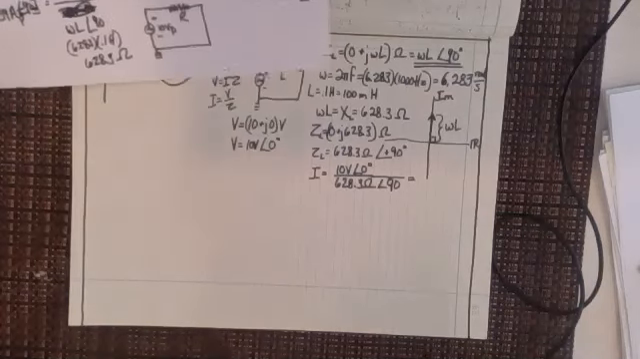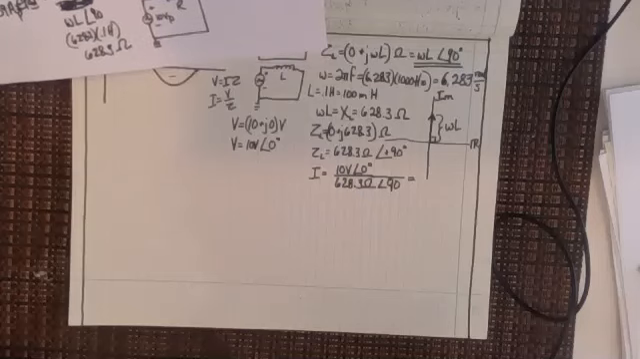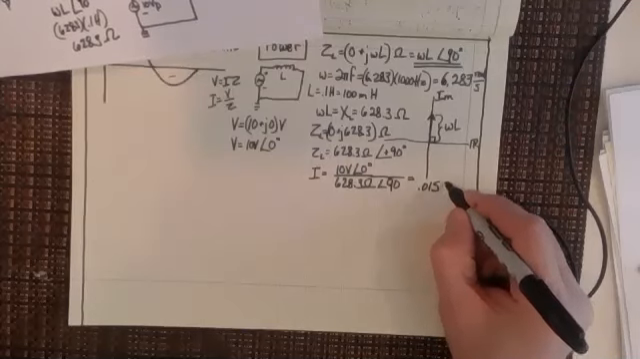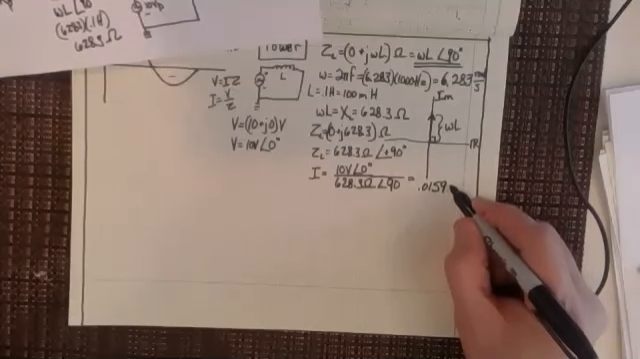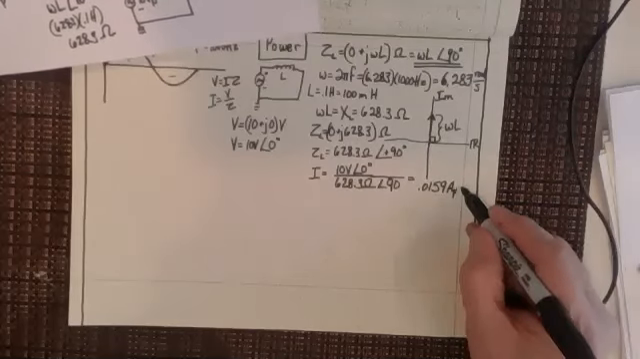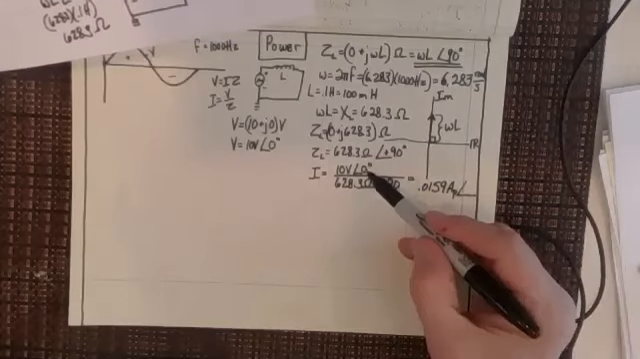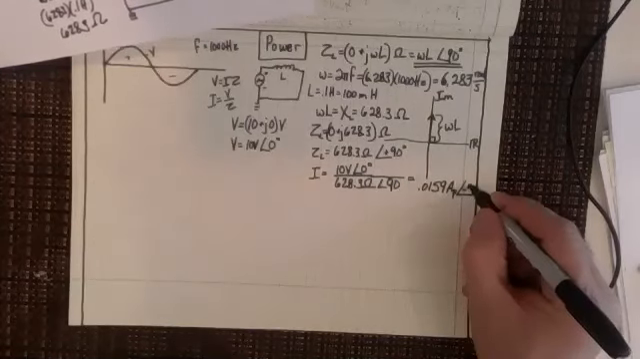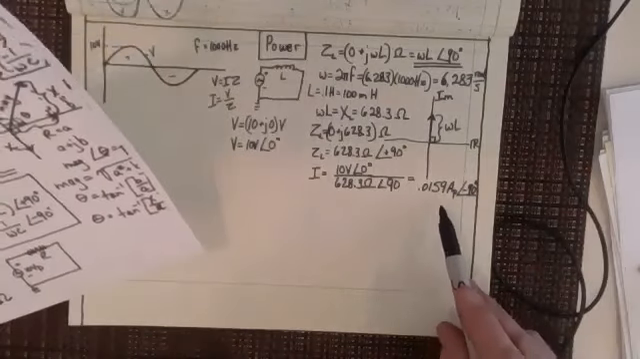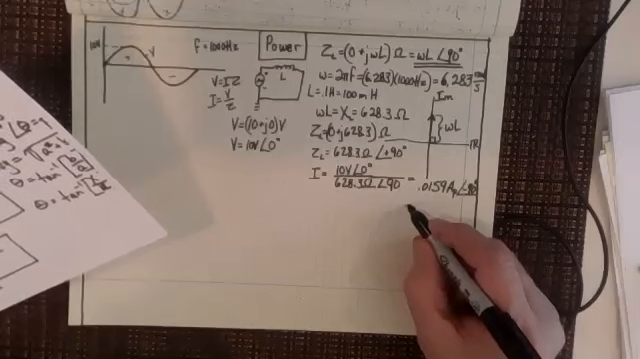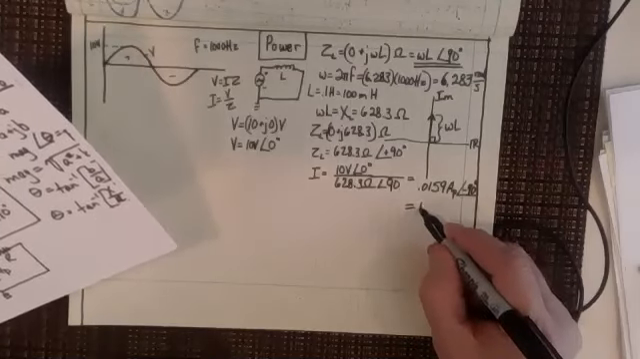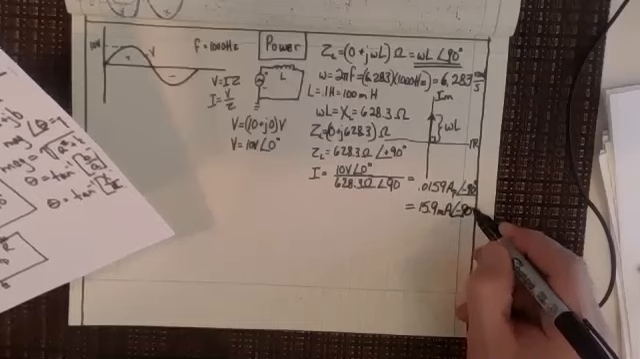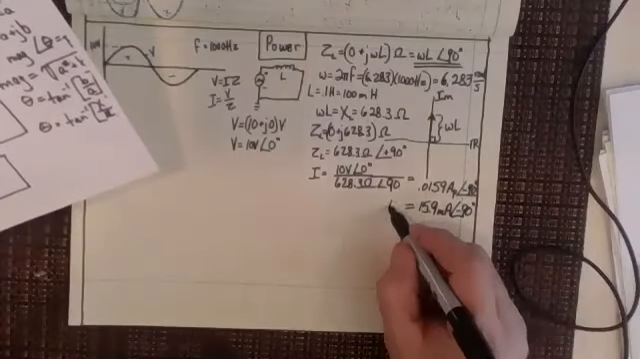Well, 10 volts divided by 628.3 ohms equals 0.0159 amps, right? And those would be peak amps. And then what would our angle be? We've got 0 in the numerator and 90 in the denominator, so it's 0 minus 90, so it would be minus 90 degrees. So 0.0159 amps, that's the peak value, remember. So I could also say that this would be 15.9 milliamps, and again, still the same angle, minus 90 degrees. So that gives us I.